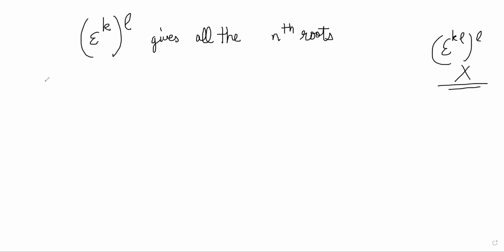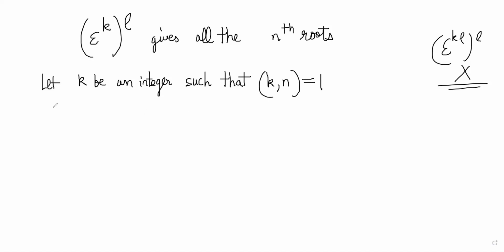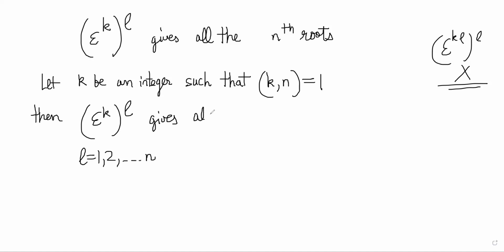Let me just rephrase the property. Let k be an integer such that k and n are co-prime, then epsilon power k power L, where L goes from 1, 2, 3 till n, gives all the nth roots of 1. That is the claim, right?